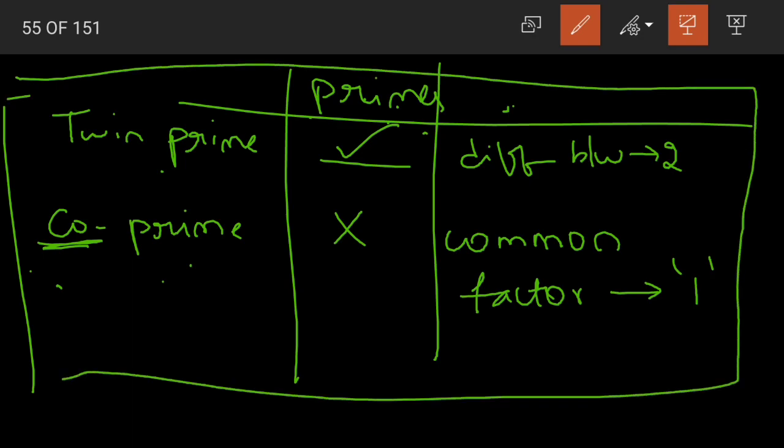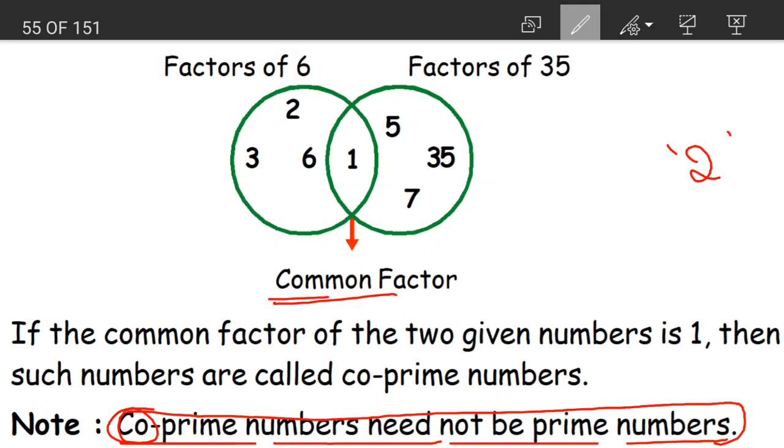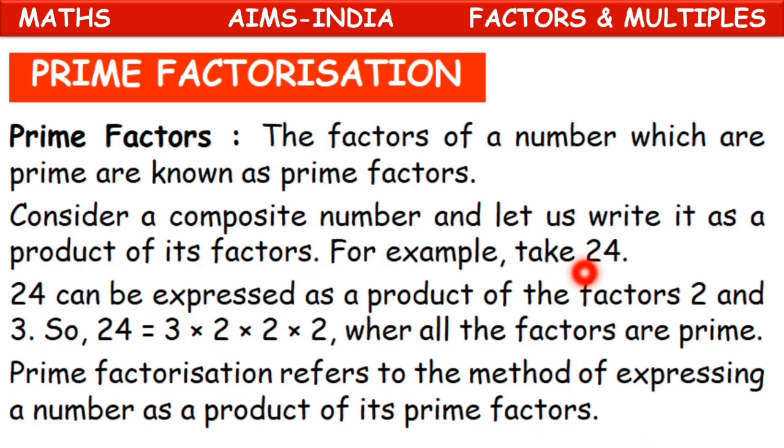Don't get confused. In twin primes, both the numbers are prime numbers, whereas in co-primes, both the numbers need not be prime numbers. They can be both composite numbers, one prime and one composite, the first one composite and the other one prime, or both can be prime numbers as well. So in co-primes there is no such rule, whereas in twin primes it is necessary that both the numbers are prime numbers. Understood, children?